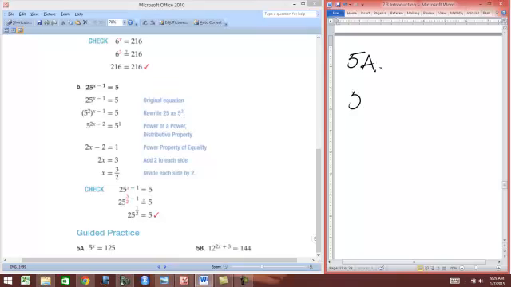Five to the x, you probably figured these out already, equals 125. 5 to the x equals 5 cubed. X equals 3.